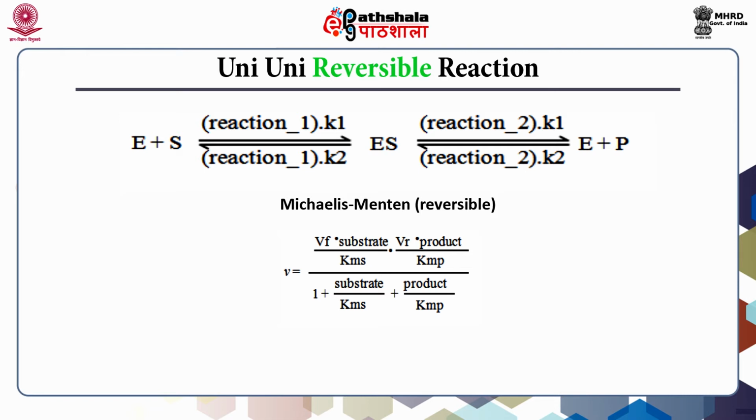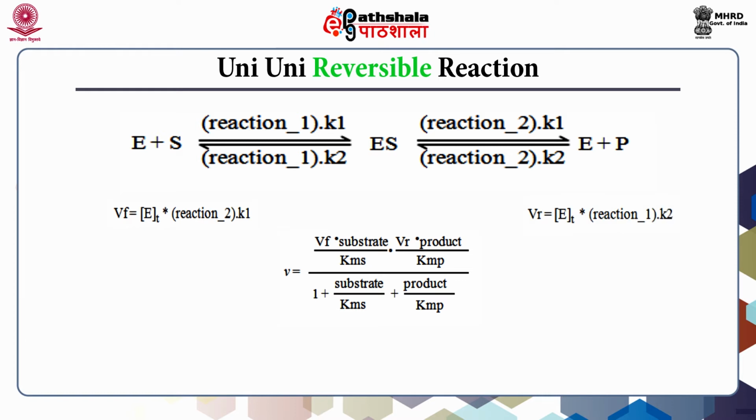Vf and Vr are the maximum velocities which can be achieved at a given enzyme concentration, usually achieved at very large substrate and product concentrations respectively. The Vr, that is Vmax R, for the reverse reaction is given by the product of the total enzyme concentration, that is molar concentration, and the rate constant for the substrate formation.